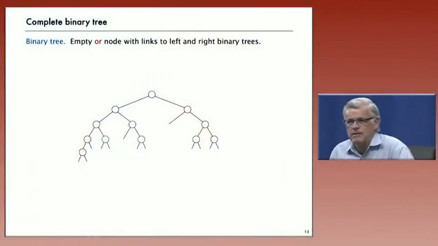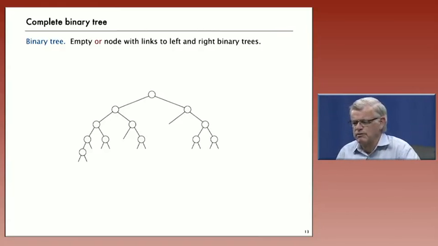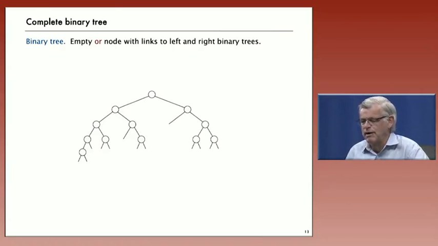Now we're going to look at binary heaps, which is an ingenious and very simple data structure that's going to help us implement all the priority queue operations quickly. So the idea of a binary heap is based on the idea of a complete binary tree. A binary tree is either empty or it's a node with links to left and right binary trees.